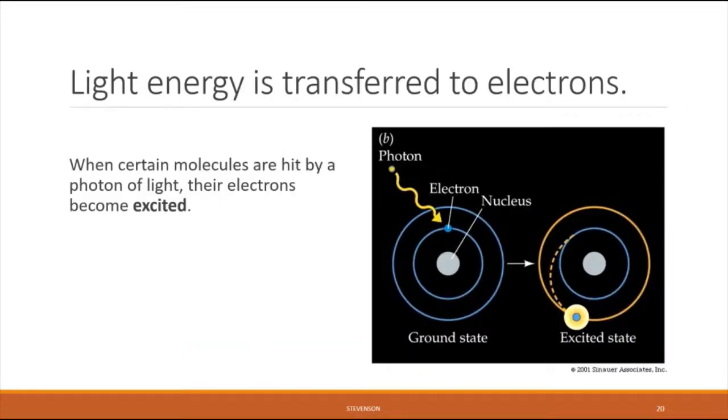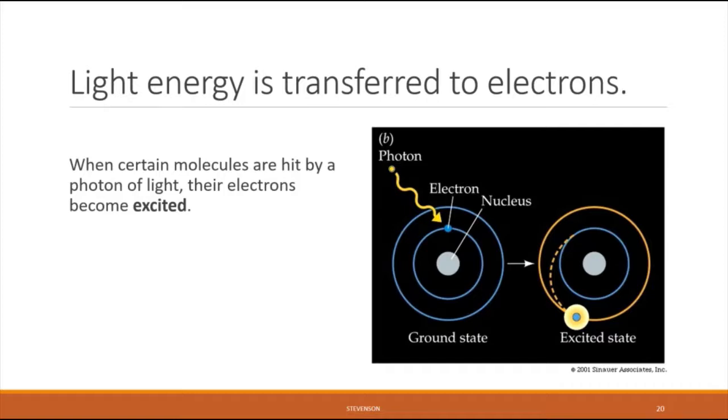So now let's talk about how these waves of light are actually captured and turned into chemical energy. We previously discussed how within a molecule, it is the electrons that carry the energy in that molecule. And so in order to capture the energy of a photon of light, that energy has to be absorbed by the electrons in a molecule.